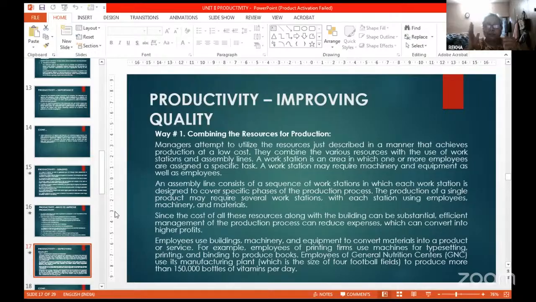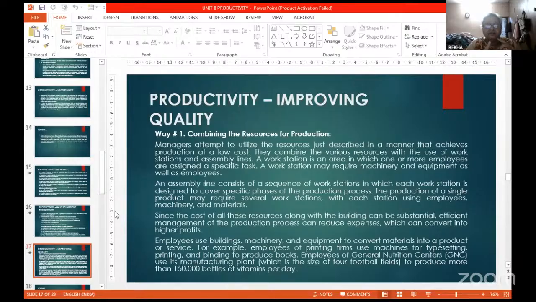As I told you, in plant layout, you can have process layout, you can have product layout. So in an assembly line, the product is moving in a line and things are being added to it. For example, a vehicle: the first thing will be the chassis of the vehicle, and then as it moves, wheels are added, other components of that vehicle are added. An assembly line consists of a sequence of workstations in which each workstation is designed to cover a specific phase of the production process.